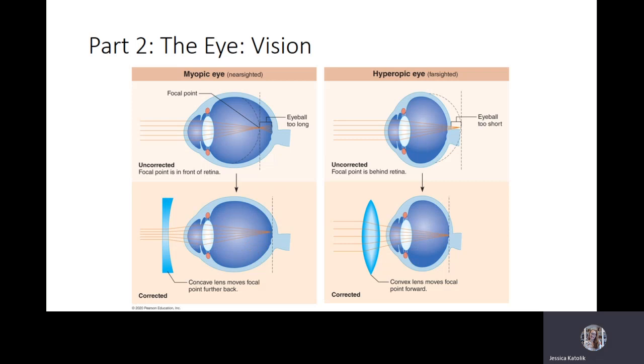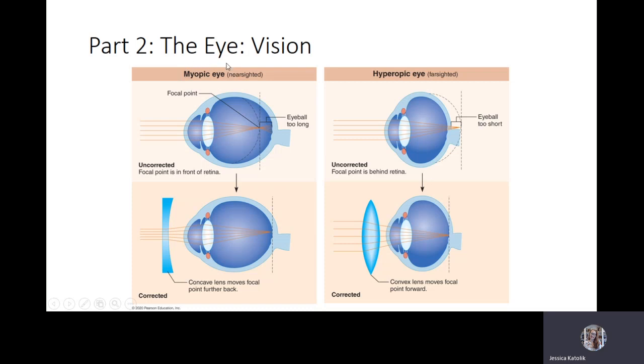So, as we've seen with our discussion about the eye as an optical device and the importance of focusing light onto the retina so that it can create a clear image, we can apply this to a clinical setting, and we can talk about nearsightedness and farsightedness, and how we correct for these changes in vision. So nearsightedness is referred to as myopia.